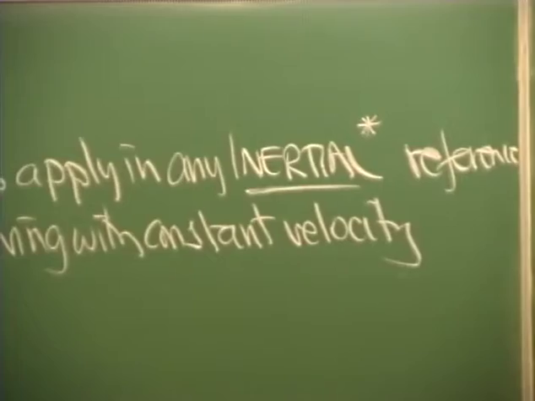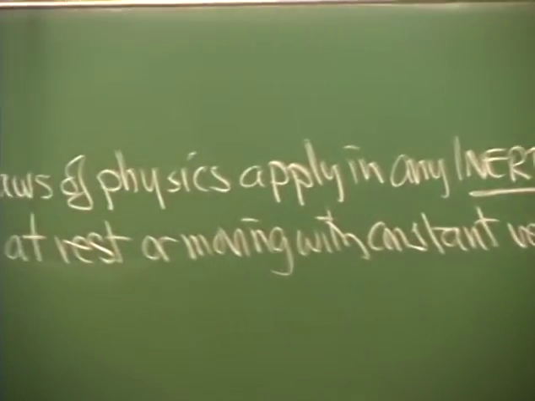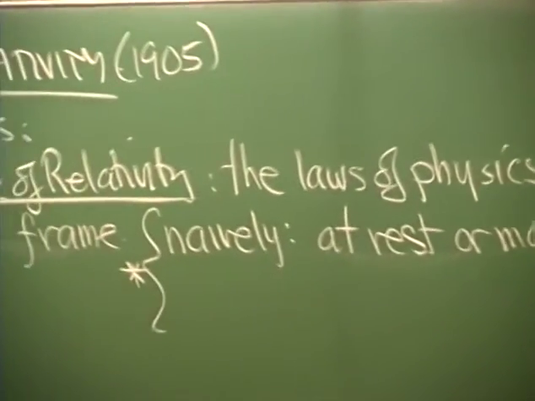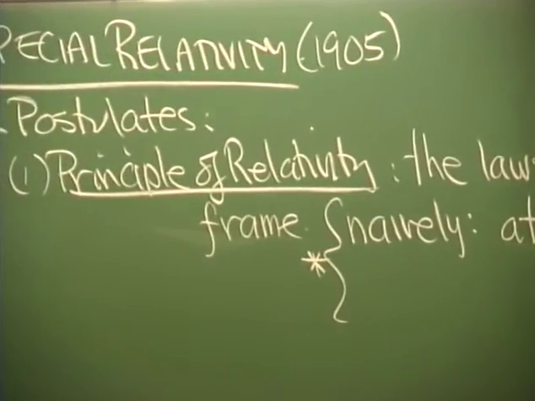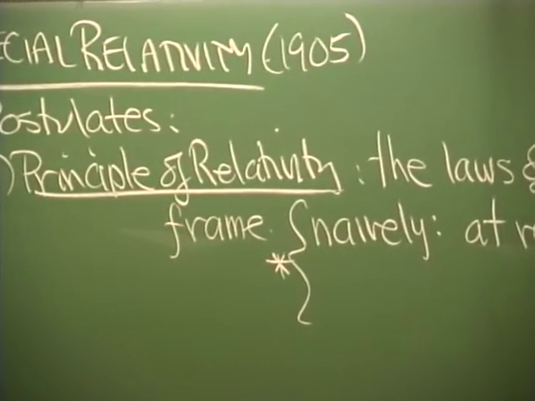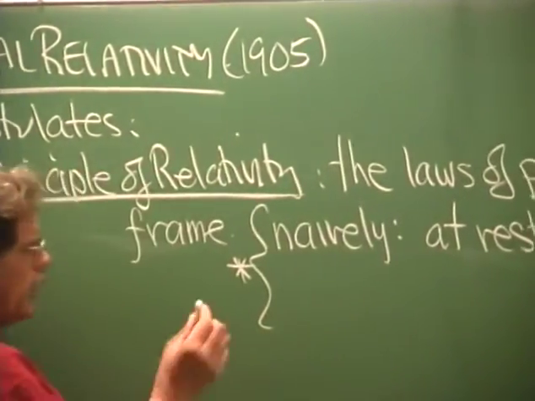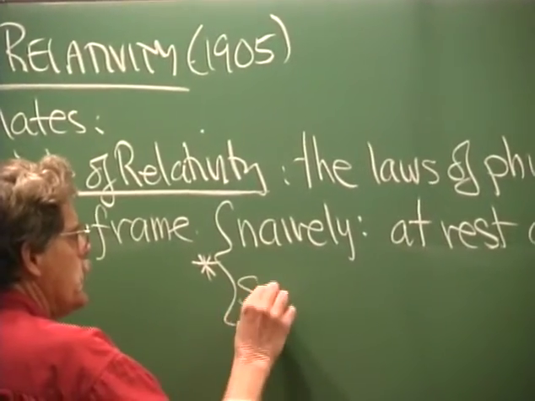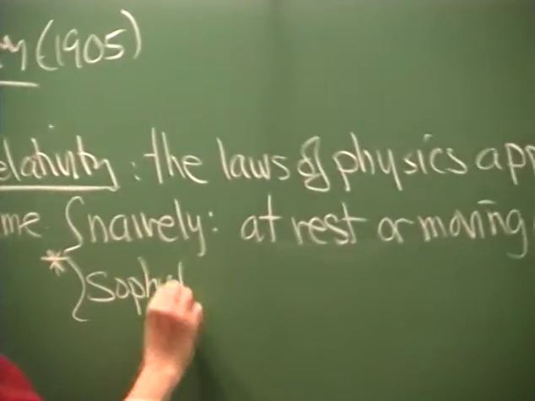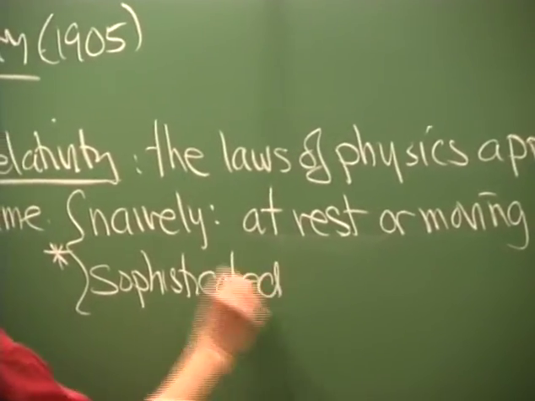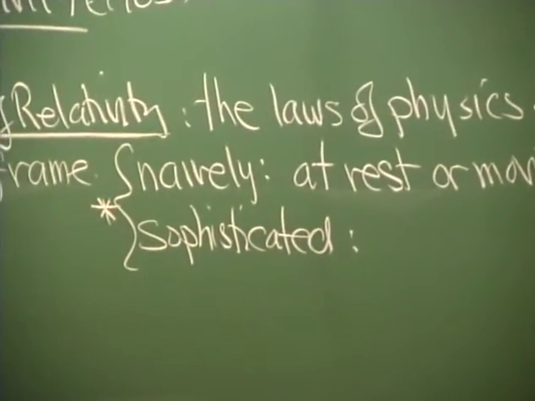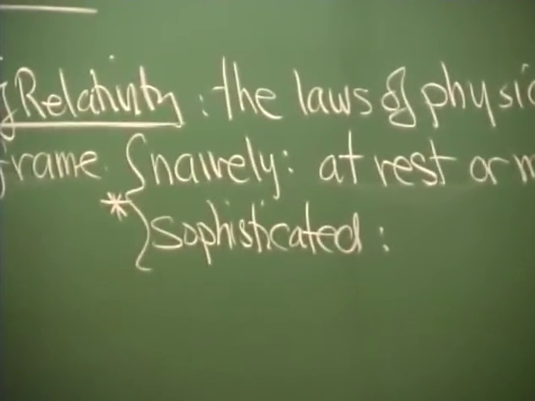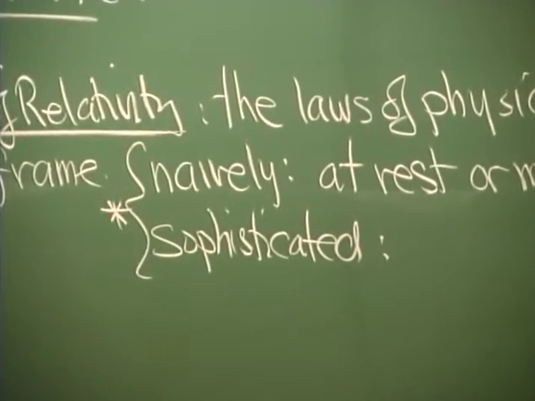So naively, that's what everybody is thinking about when they say an inertial reference frame is one that's at rest or moving with constant velocity. But actually, that's a defective definition. It's circular when you press it. The more sophisticated definition of an inertial reference frame is it's one in which Newton's first law, the law of inertia, holds.